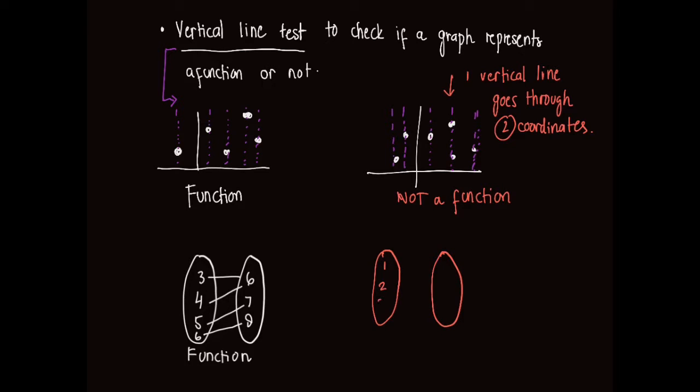Let's see the second one. 1 has 4 as an output, but 1 also has 5 as an output. So automatically this is already considered not a function because 1 has 2 outputs, 4 and 5.